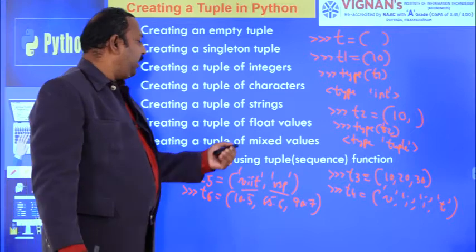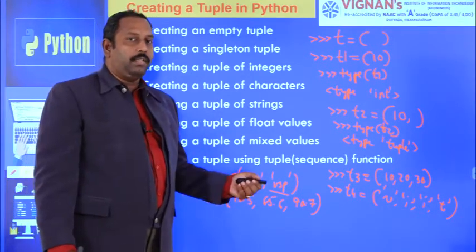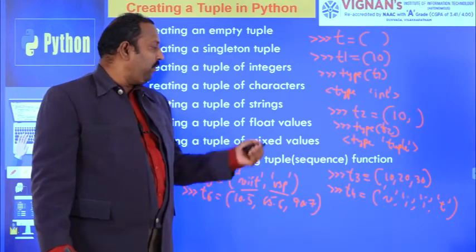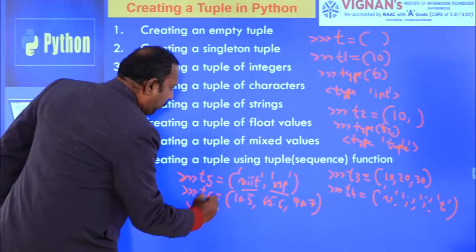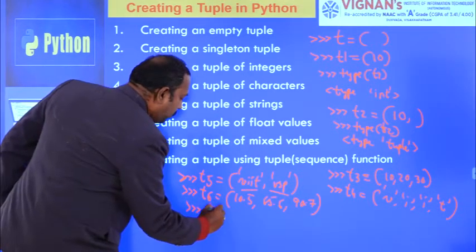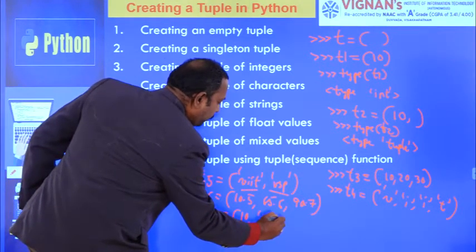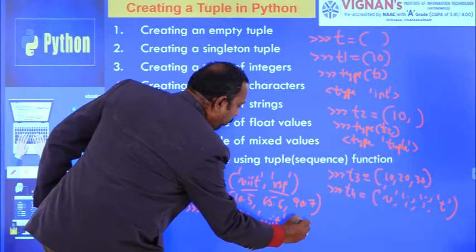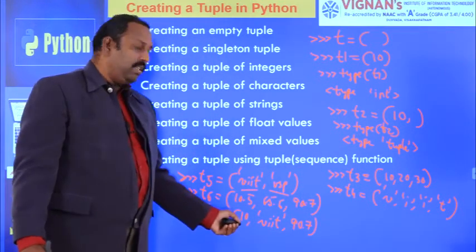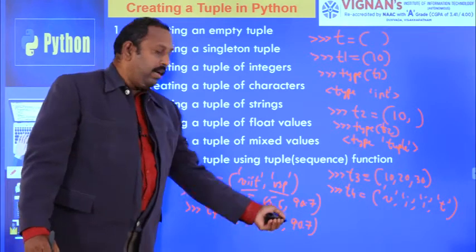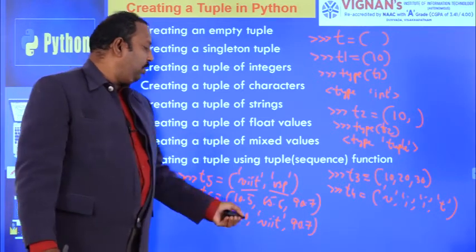And next one, creating a tuple of mixed values, because a tuple accepts heterogeneous data types. That means we can store integer, float, string, any type of data can be used. For example, I want to create a tuple of mixed values, then you have to use T7 equal to 10, VIIT, 90.7. Like this we can store the values into a tuple T7. One is integer, another one is string, and next one is a floating point value.